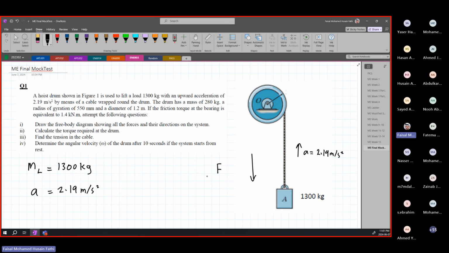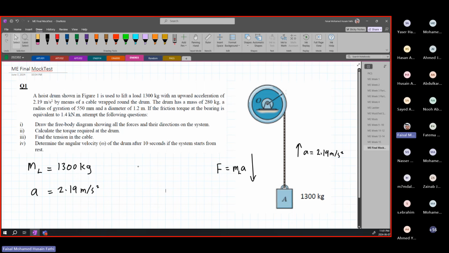So F is equal to MA. M of what? M of the load, all right? The mass of the load. It is going downwards. Tamam? This is, again, the inertial force, yani the reaction force of this acceleration going up. It is what is holding back your weight from going up at that acceleration, by means of a cable wrapped around the drum.